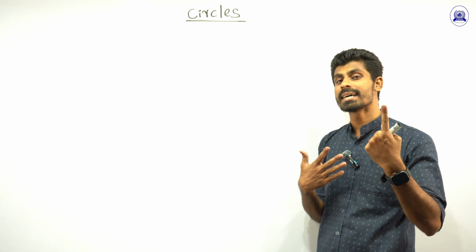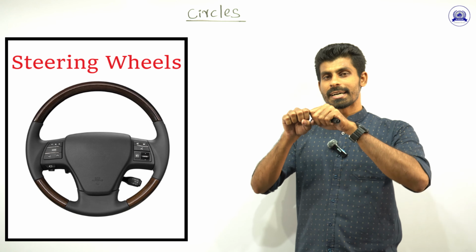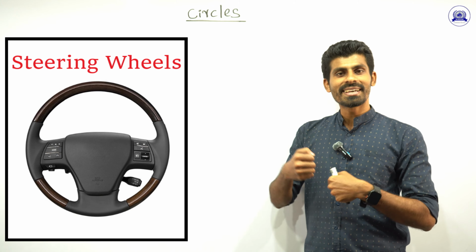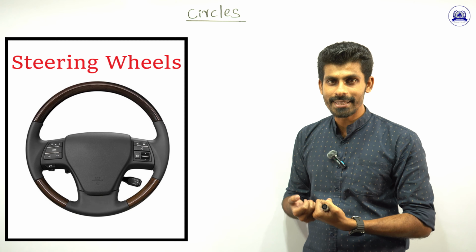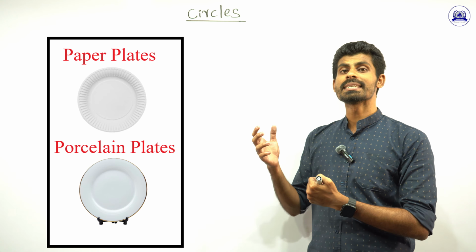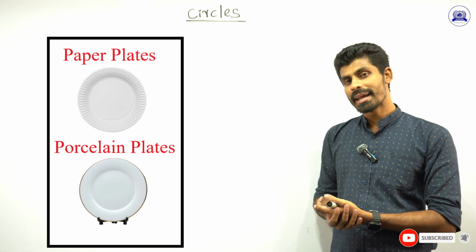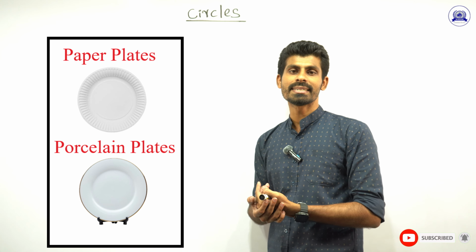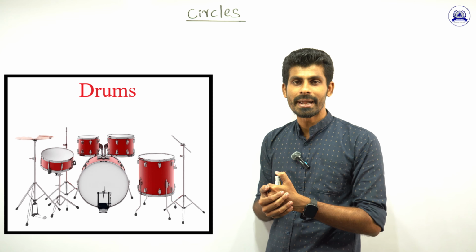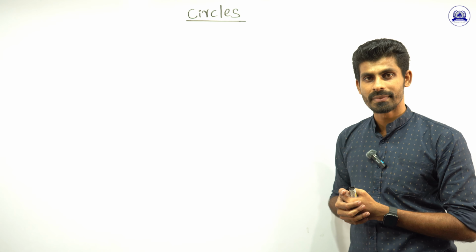Can you please tell me what other examples there are for the circle shape? Steering wheels. When you're moving in a vehicle, that steering wheel is there, no? Very important part of the vehicle. Steering wheel එක අනිවාර්යෙන් තියෙනවා නේද? Then plates. You can see a lot of plates, right? Paper plates and porcelain plates, glass plates. So many plates are there. And the drums, and you can see the cricket ball. You can see the circle shape in front of that one.